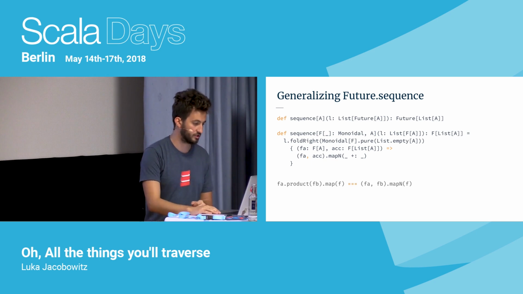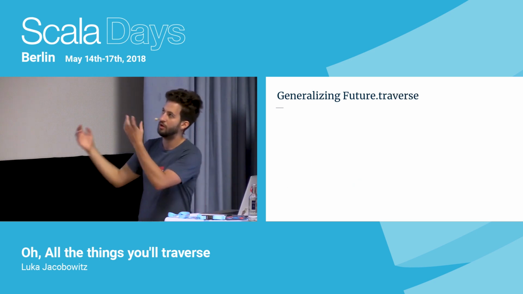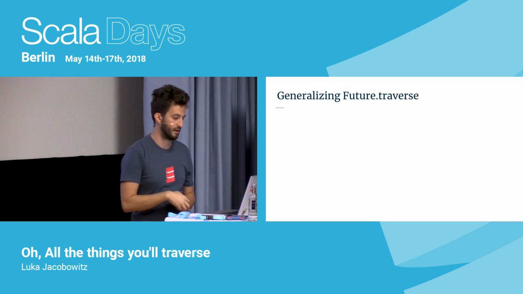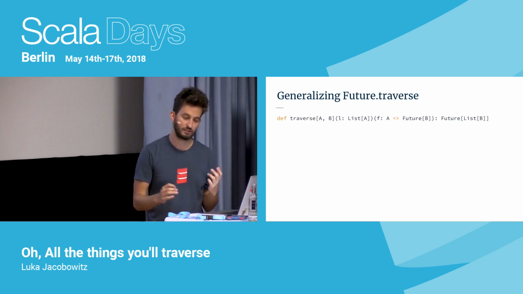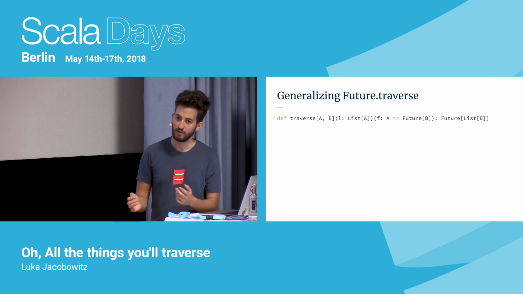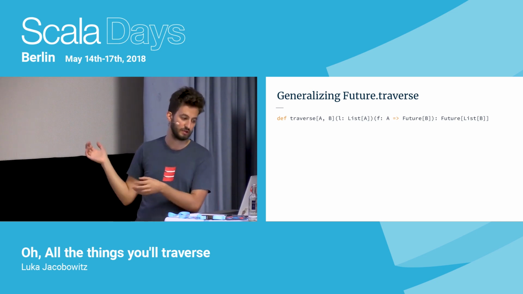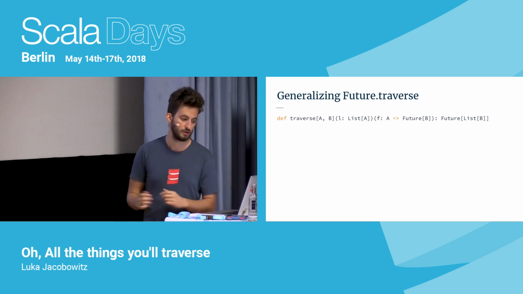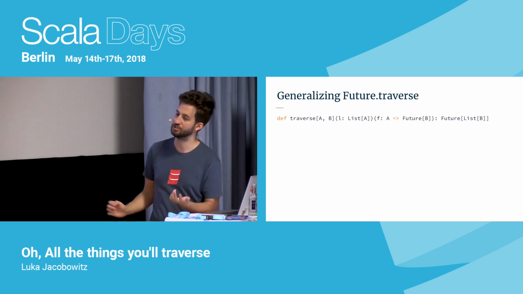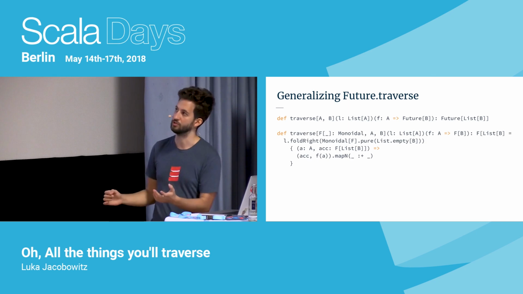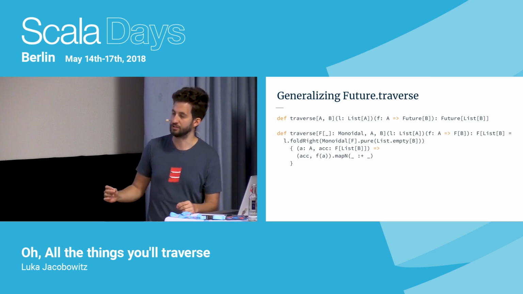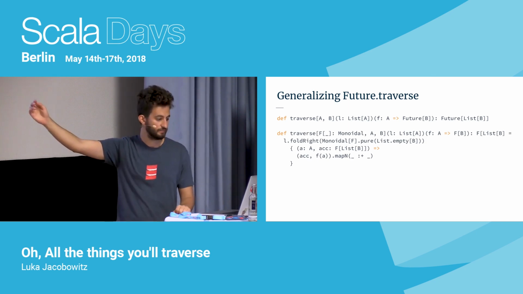Yeah. So this is future.sequence, but there's also future.traverse, and we can do the same thing here. So we have traverse, which takes a list of A, and then a function from A to future of B, and returns a future of list of B. And actually, the implementation to generalize this is really, really similar. We just need to apply this f function before actually calling this mapN function.